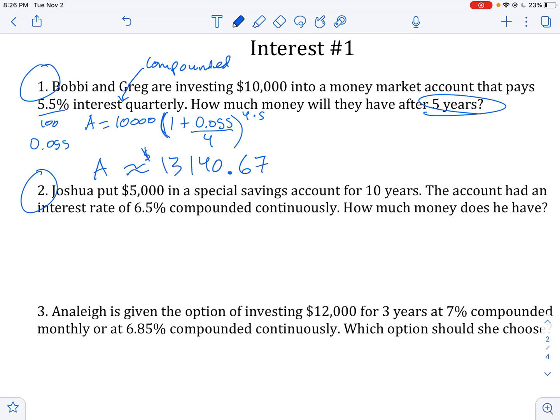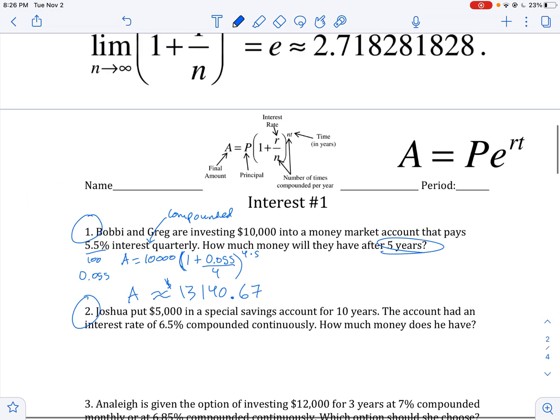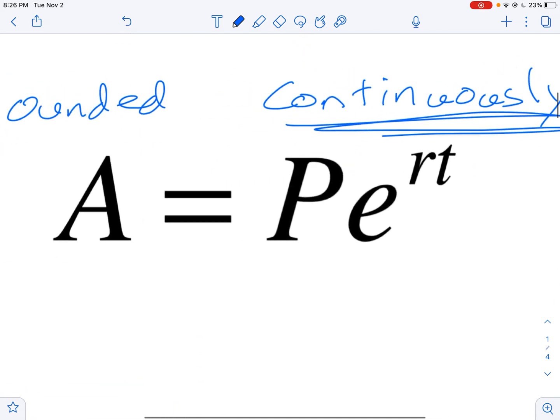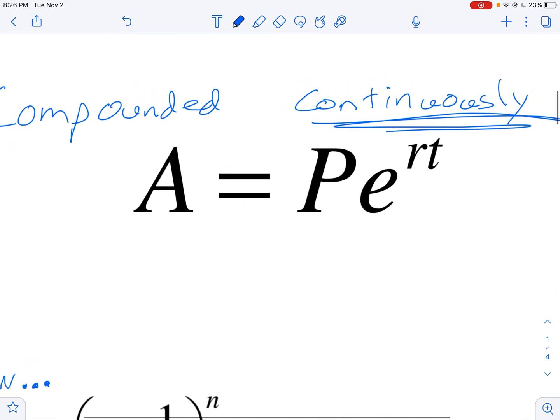And what that does is you actually have to use a slightly different equation. And I'm going to show you what that looks like. It looks like this. This is for compounded continuously. The amount equals the principal times e to the rt power. This r is still your rate as a decimal. This t is still your years. This is still your principal.